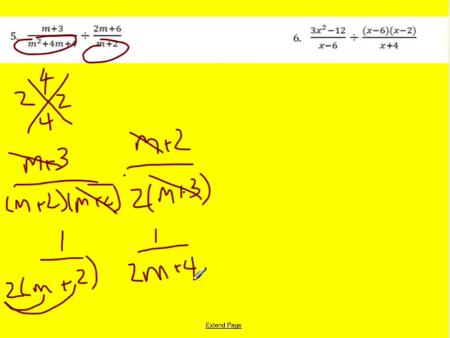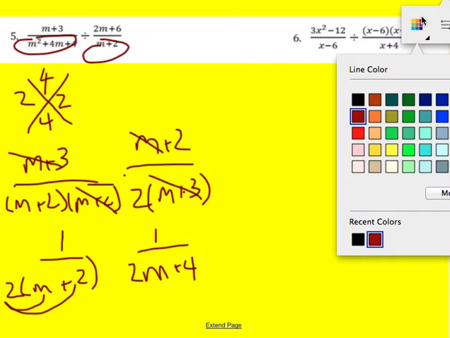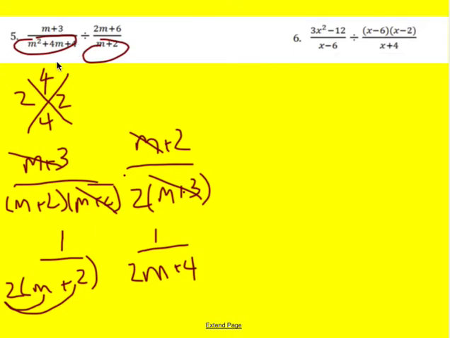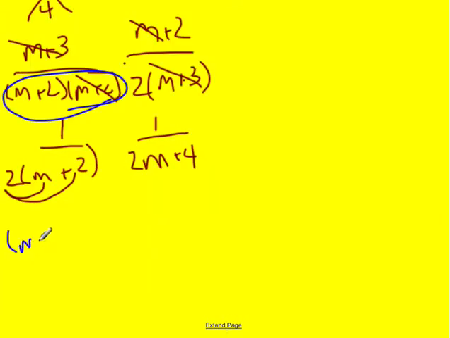So now I need to get my excluded values. So to get my excluded values, this cannot be equal to 0. So let's go ahead and take our factored form of that. So m plus 2 cannot equal 0. Okay, and I don't need to write m plus 2 twice, because we know we're going to get the same answer. Likewise, m plus 3 cannot equal 0. And again, I don't need to write m plus 2 again.